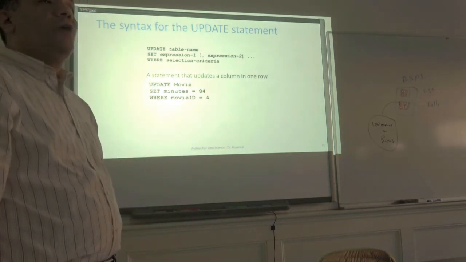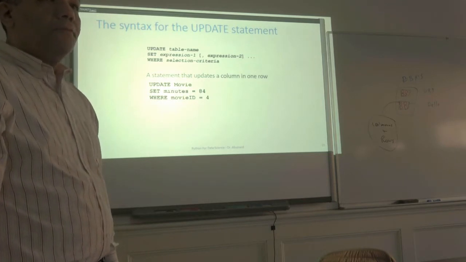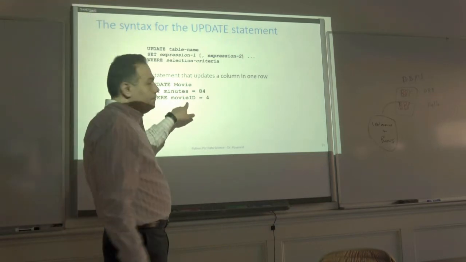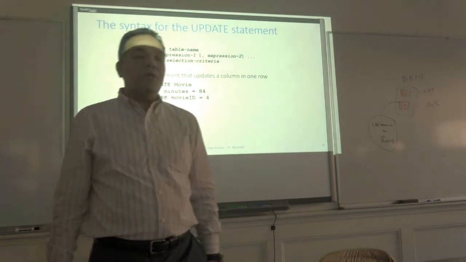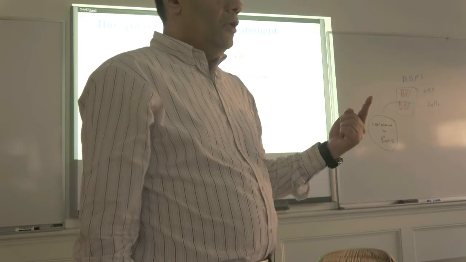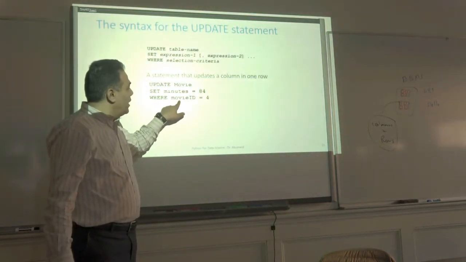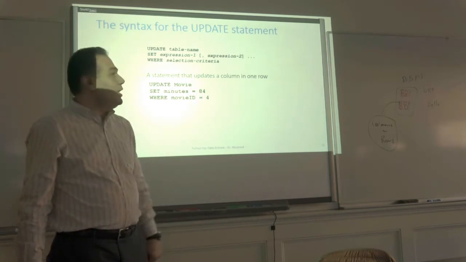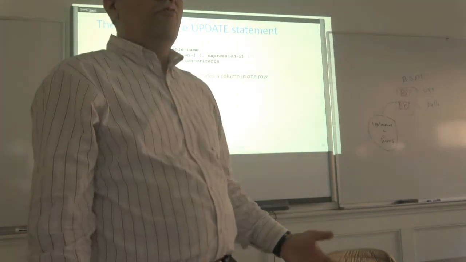So how many records did we update in here? 1. Why? Because movie ID is the primary key. How many records have the same primary key? Only 1. If I change it in here to minutes less than 90, how many are going to change? 3. Because I have 3 movies less than 90.